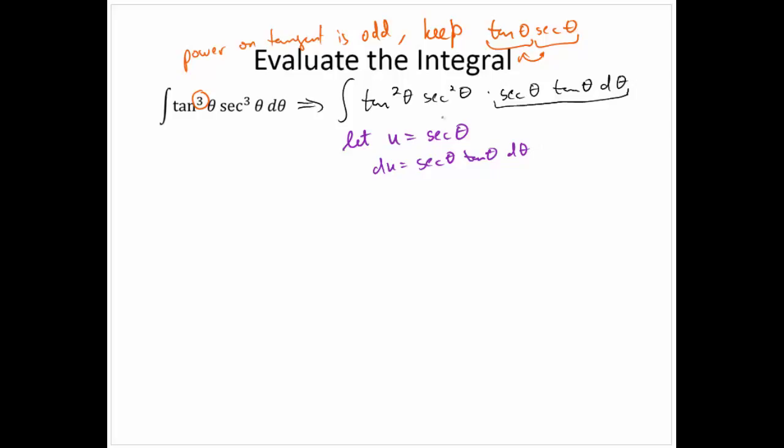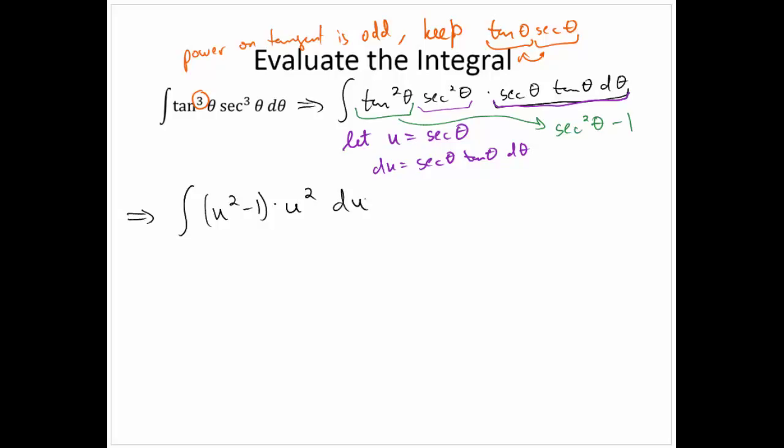Alright, now that takes care of the secant squared theta, and that takes care of the secant theta tangent theta d theta. So now, what about that tangent squared theta? Well, remember that from our identities, tangent squared theta is equal to secant squared theta minus 1. So then this integral becomes, tangent squared theta is secant squared theta minus 1, that's u squared minus 1. Secant squared theta is u squared, and secant theta tangent theta d theta is du.